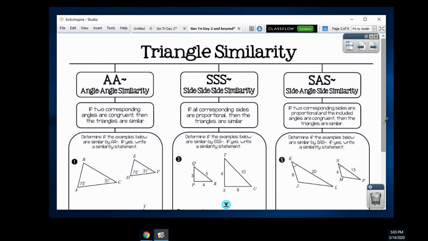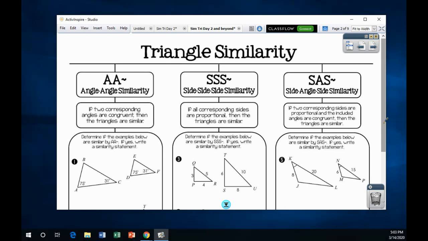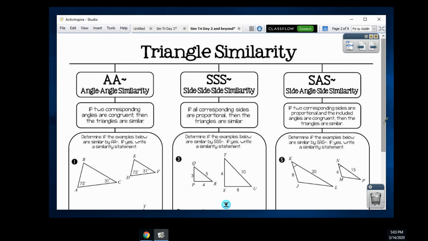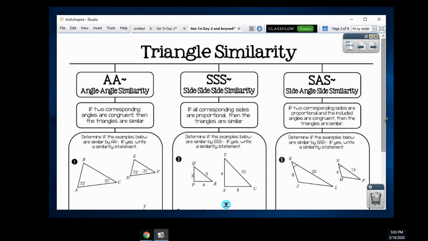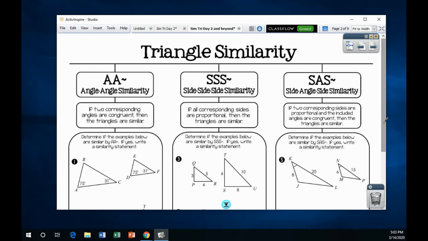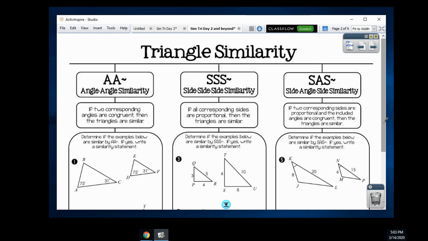Unlike proving congruency, there really are only 3 ways to prove that 2 triangles are similar. The first technique is angle-angle similarity. And you might go, why do we not say angle-angle-angle? Why is it not 3 A's there? Well, it's because if 2 corresponding pairs of angles are congruent, then automatically the third ones would have to be congruent.